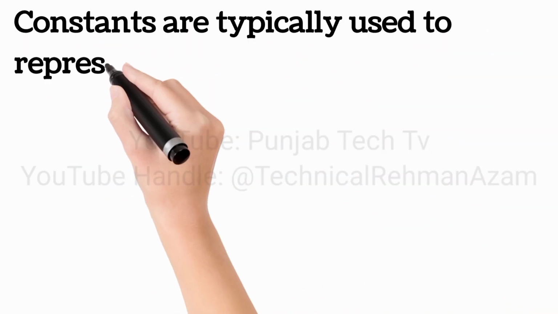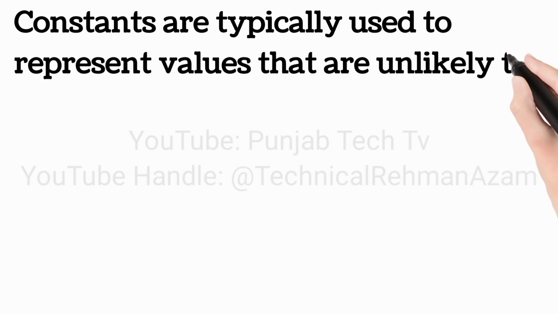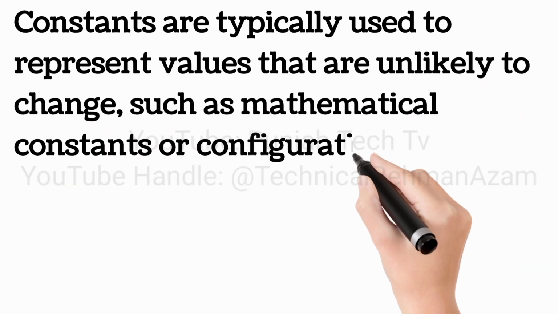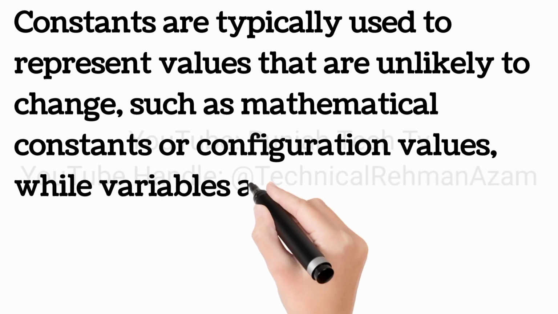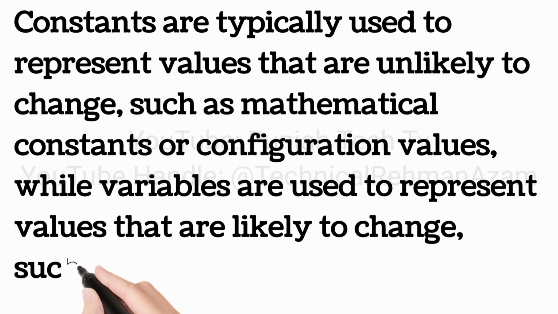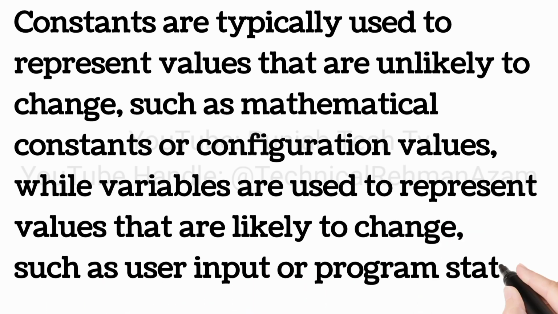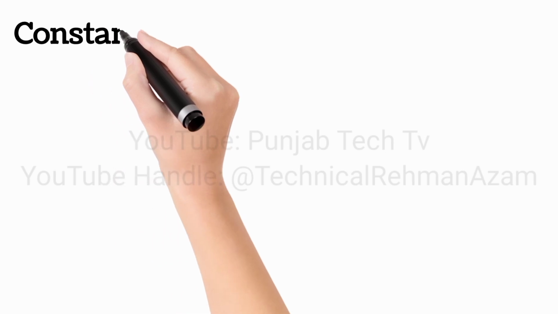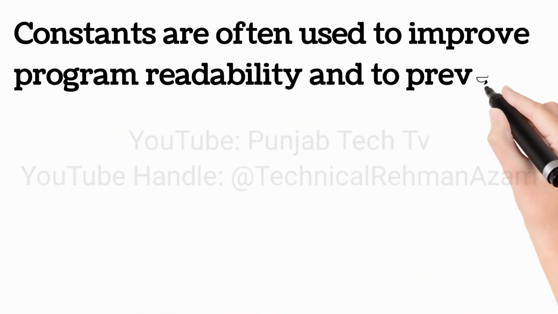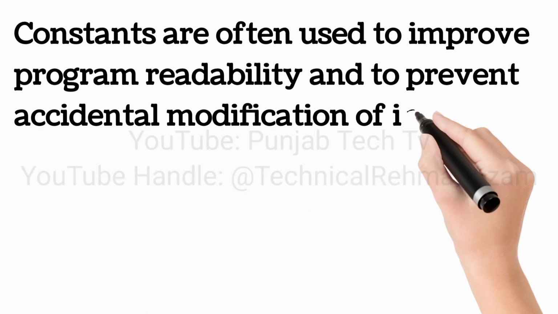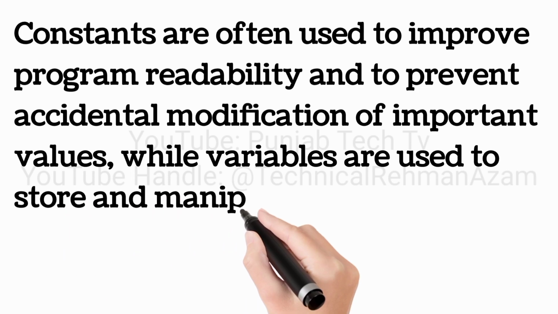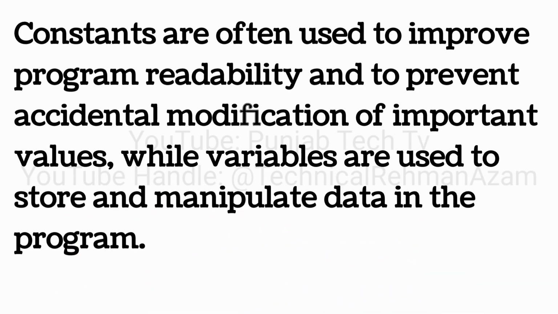Constants are typically used to represent values that are unlikely to change, such as mathematical constants or configuration values, while variables are used to represent values that are likely to change, such as user input or program state. Constants are often used to improve program readability and to prevent accidental modification of important values, while variables are used to store and manipulate data in the program.